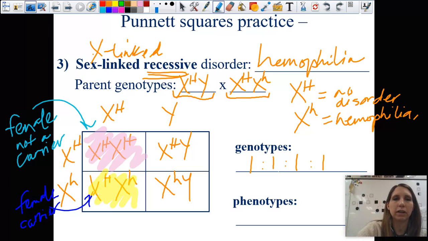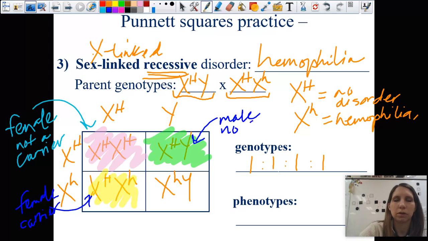This individual over here is not a female at all. This person has a Y. So this would be male and no disorder or unaffected, right? He's definitely not a carrier. He doesn't have the little allele. He just has the one big H allele. And then for my very last individual here, X little h Y, this is a male who is affected, right? So male, because he's got a Y, and hemophilia.